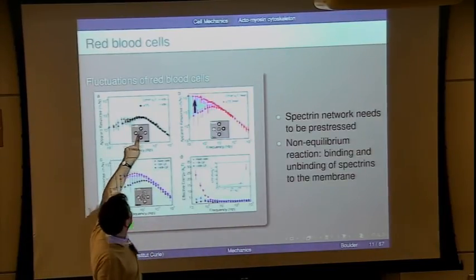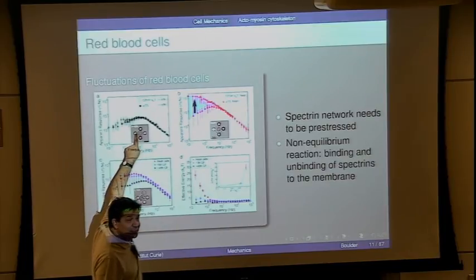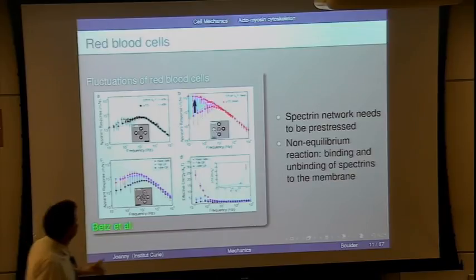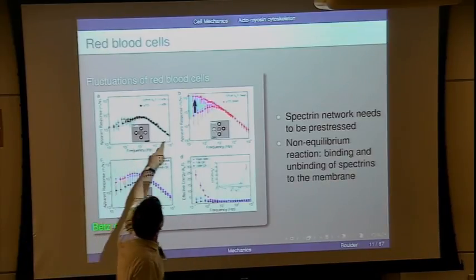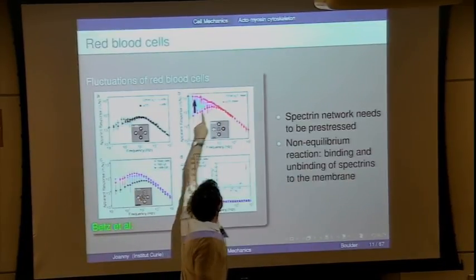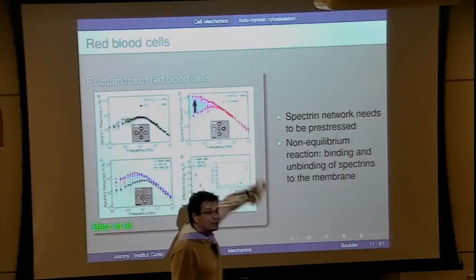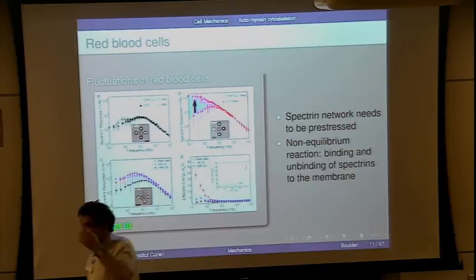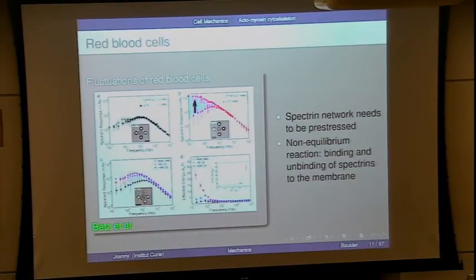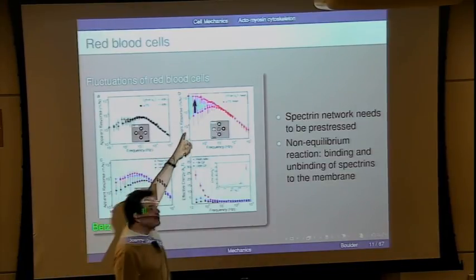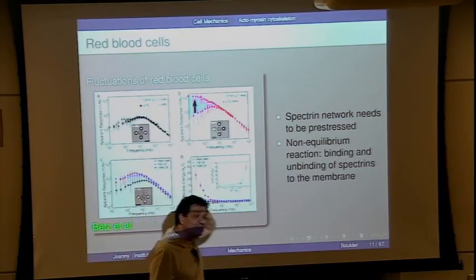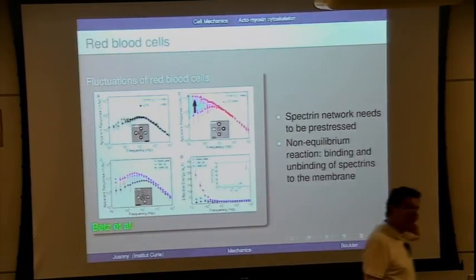And what you do, you bind a bead to the red blood cell, and you do exactly the same experiment. And the answer is very similar. It's here. This is the response function. This is a correlation function. And again, above 10 hertz or so, you see that there are extra active fluctuations, and that the power spectrum is much larger than the imaginary part of the response function.